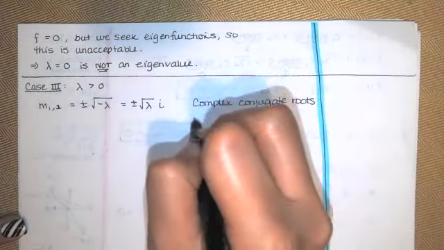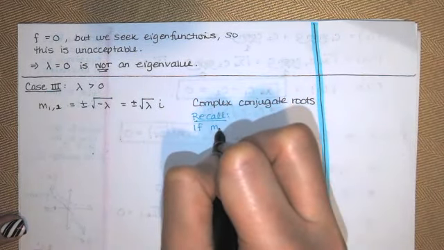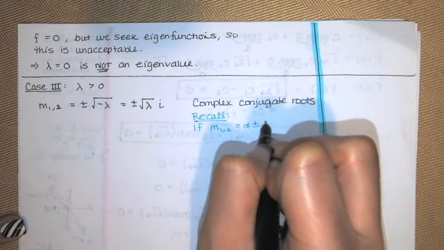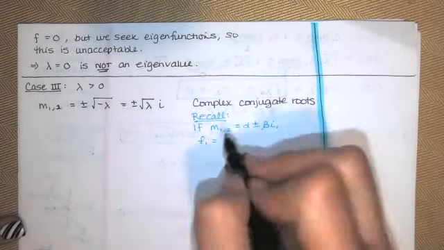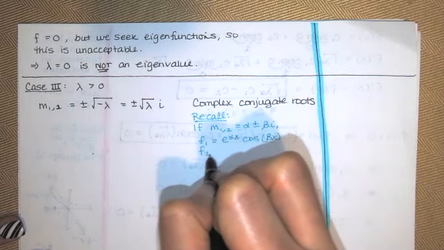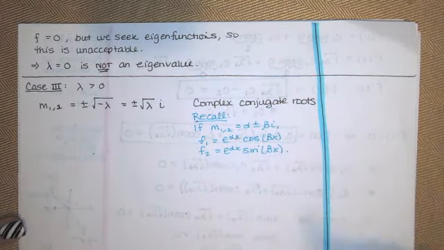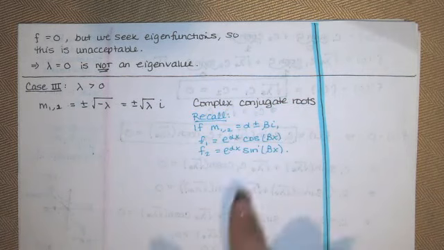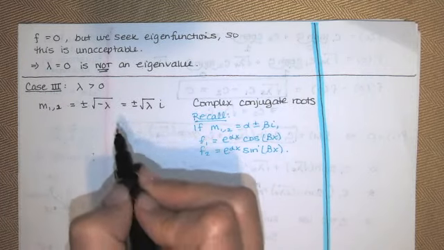And recall that if M1 and M2 are equal to alpha plus or minus beta i, the two linearly independent solutions of the differential equation are e to the alpha x cosine of beta x, and a second function that looks just like it, but instead of a cosine, you've got a sine. Those are two real solutions to the differential equation. We could have answers in terms of these complex exponents, but we prefer to write our answers in terms of sine and cosine. So all the functions are real valued functions.